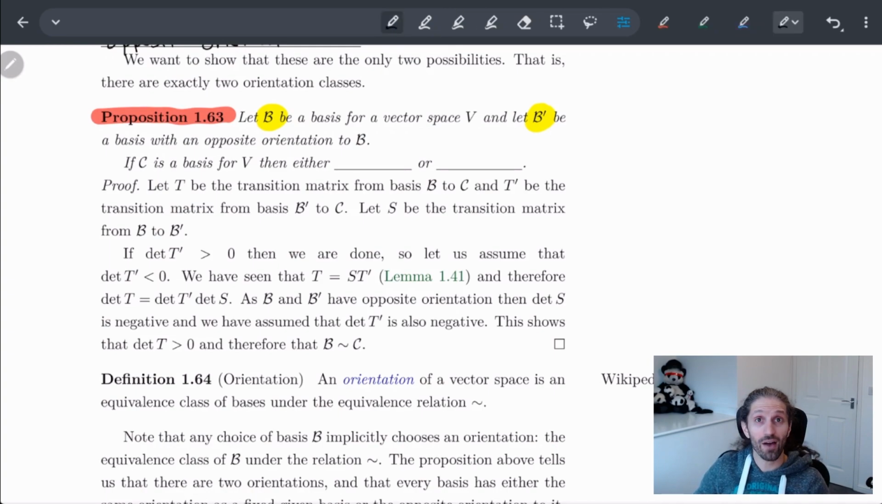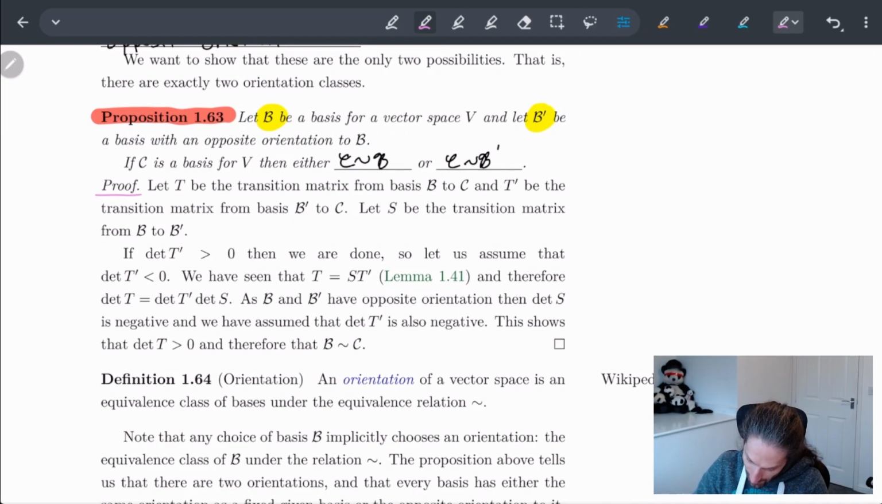Now, we have only one of two options. Either C has the same orientation as B, or C has the same orientation as B prime. In other words, we really only have two orientations. So let's look at a quick proof of this.